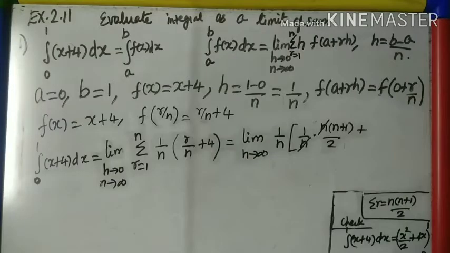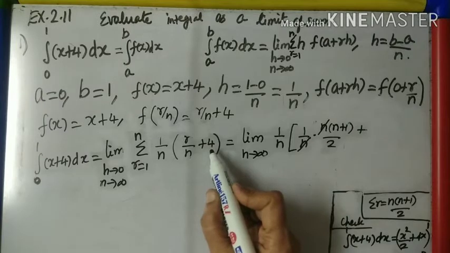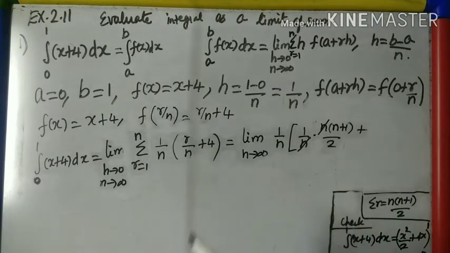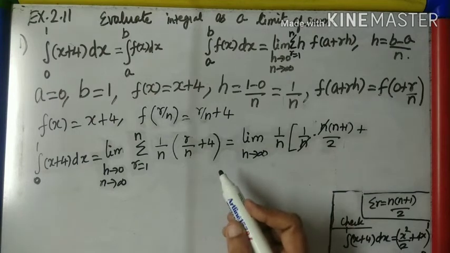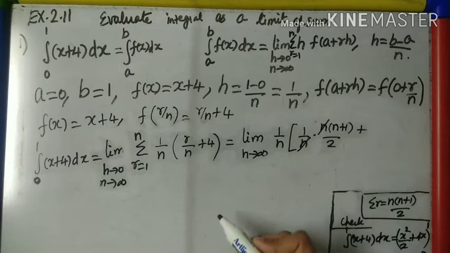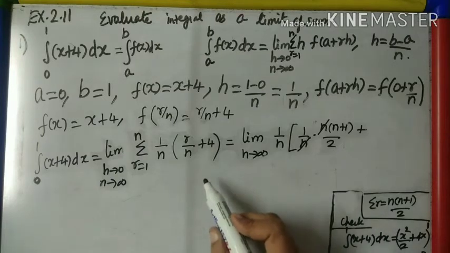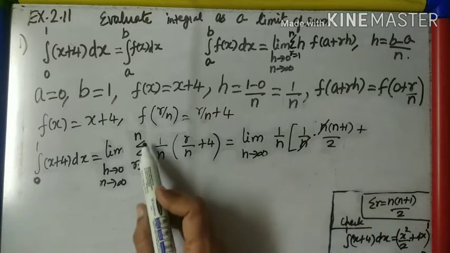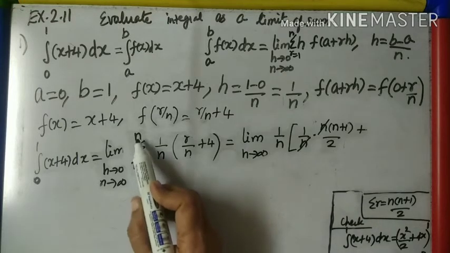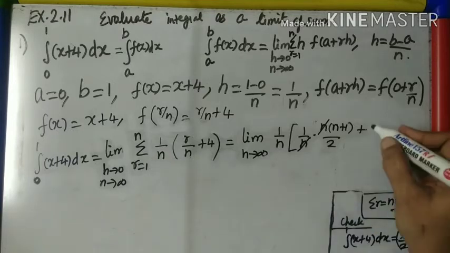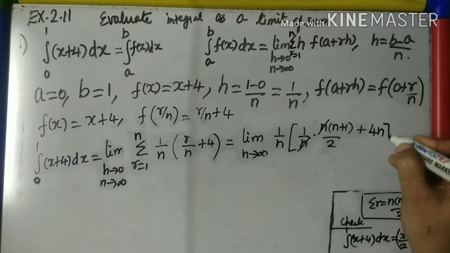Plus 4 is here. Sigma 4 means how many times I add 4. Supposing I add 4 plus 4, it will be 2 times 4. Supposing I add 4 plus 4 plus 4, I will write 3 times 4. Here I am adding n times. So n times 4 will be 4n.